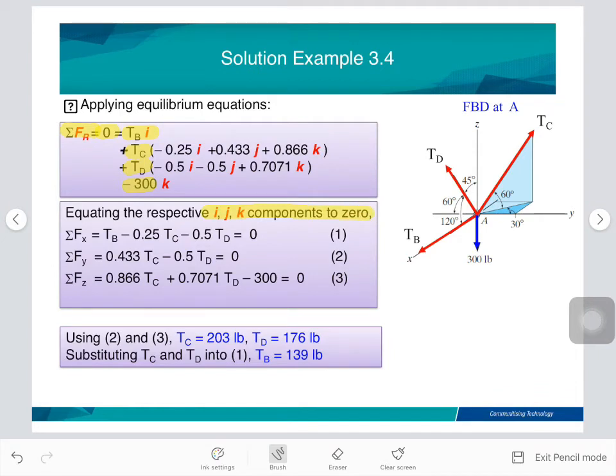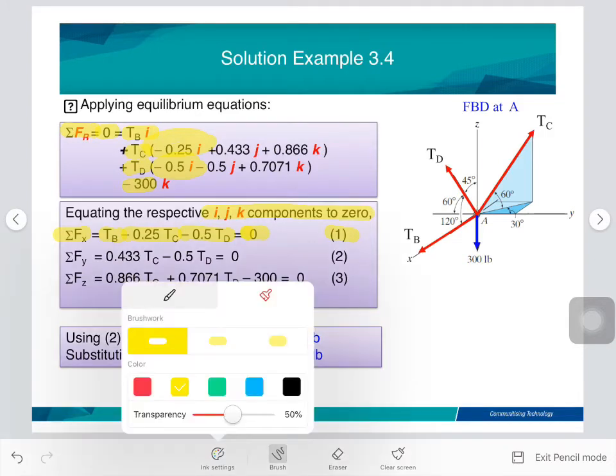So the first equation we have is summation Fx. So we need to resolve in the X component. X means I. So this is I, and this is I, and this is I. So this is the I component. So we have TB minus negative 0.25 TC minus 0.5 TD. So this is the first equation.